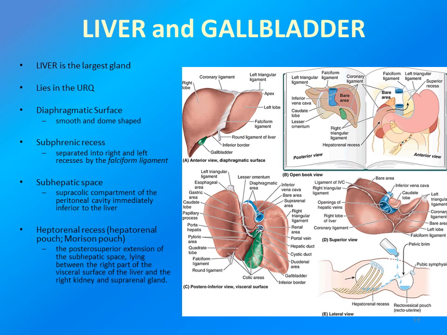The subhepatic space is in the subcolic compartment of the peritoneal cavity, immediately inferior to the liver. There is also a hepatorenal recess or hepatorenal pouch. It is also known as Morrison's pouch after the person who discovered it. This is a posterior superior extension of the subhepatic space lying between the right part of the visceral surface of the liver and the right kidney and suprarenal gland. Fluid can collect in this hepatorenal recess or Morrison's pouch.